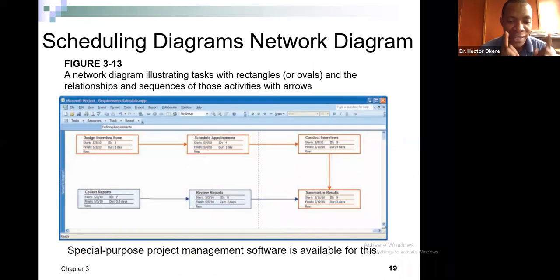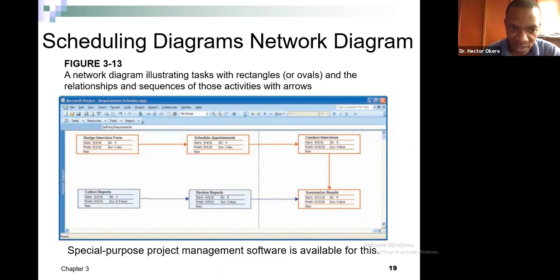With a Gantt chart, it will show you the timeline. 1 day, 2 days, 2 days, 3 days, it shows you the timeline. But with a network diagram, it shows you the activity flow. A network diagram shows you the tasks with rectangles or ovals and the relationship and sequence of those activities.